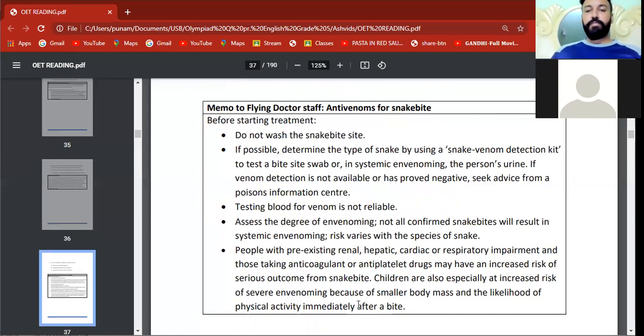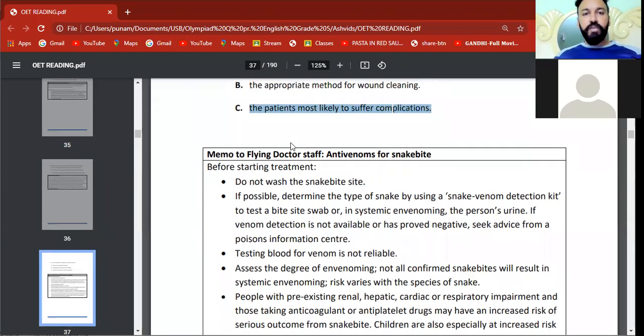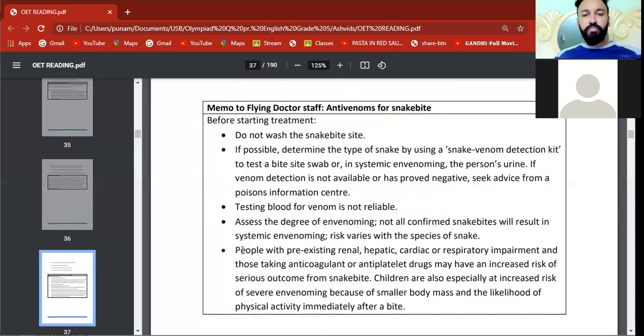Children are also especially at increased risk of severe envenoming because of similar body mass and the likelihood of physical activity immediately after a bite. There you go. This sentence established that this is definitely the answer, because this is also a specific group of people. So who are the most likely to suffer complications? This group of patients.